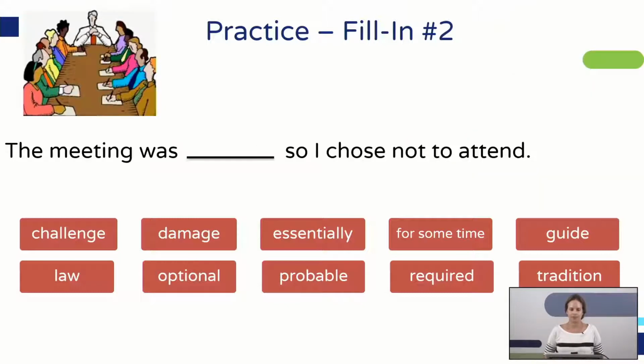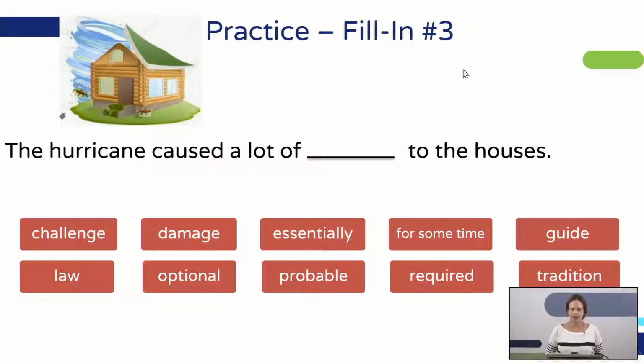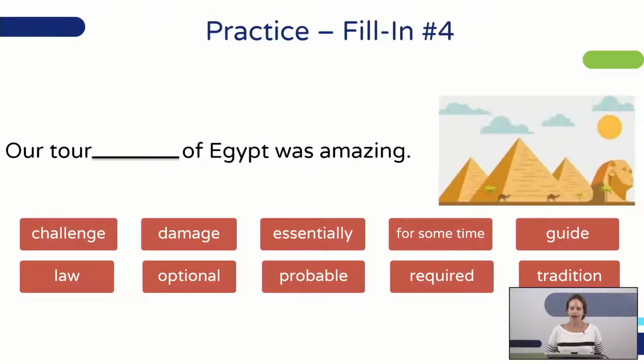Fill in number 2. The meeting was blank, so I chose not to attend. The meeting was optional, so I chose not to attend. Right? Optional, not mandatory. Number 3. The hurricane caused a lot blank to the houses. The hurricane caused a lot of damage to the houses. And finally, the last sentence. Our tour blank of Egypt was amazing. Our tour guide of Egypt was amazing.